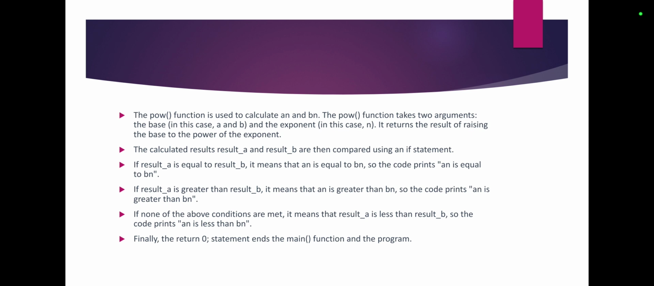If none of the above conditions are met, it means that resultA is less than resultB. So the code prints "an is less than bn". Finally, the return 0 statement ends the main function and the program.